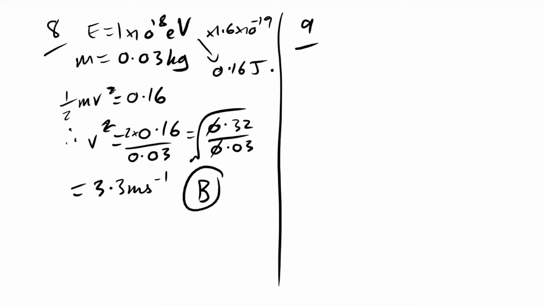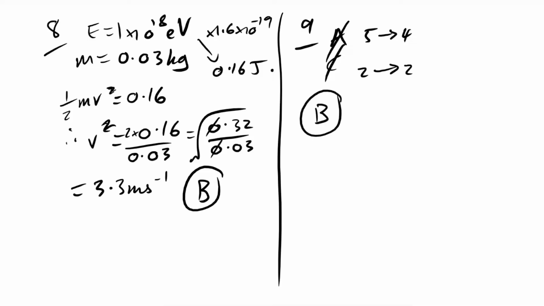Deuterium nucleus, tritium nucleus, fusion, and so on. What is X? Well, it's not going to be an electron, is it? It's not going to be a positron, because this doesn't involve any leptons. So what do we have here? We have a mass of 5 going to a mass of 4, but we have proton numbers just staying the same. So we've lost a neutron. So therefore it is going to be a neutron that has been ejected. The answer is B.